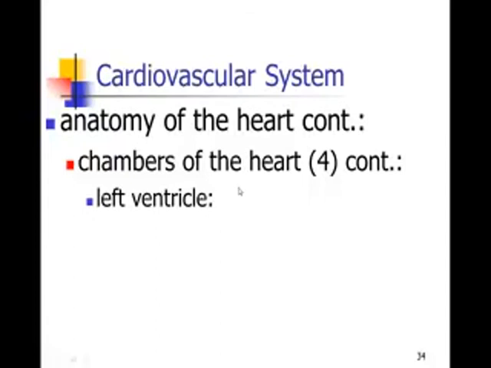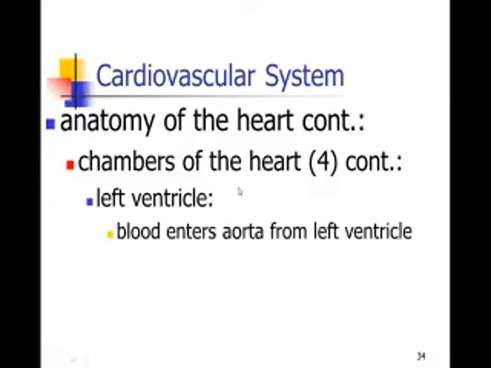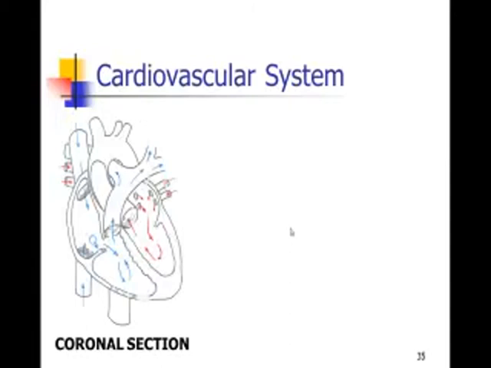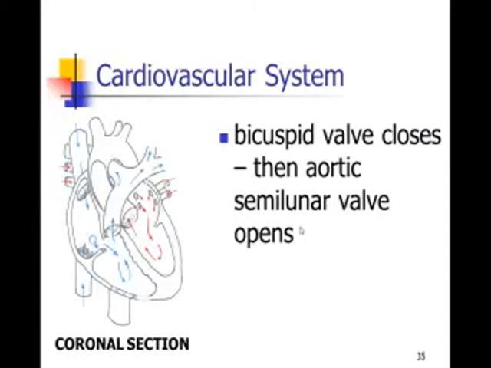Okay, so now the blood is in the left ventricle. Blood is going to enter the aorta from the left ventricle. In order to do that, it has to go over the aortic semilunar valve. So as the left ventricle contracts, it pressurizes the blood. The blood pushes the bicuspid valve closed first, and then eventually, when the pressure is great enough, it pushes the aortic semilunar valve open. So bicuspid closes first, then the aortic semilunar valve opens.